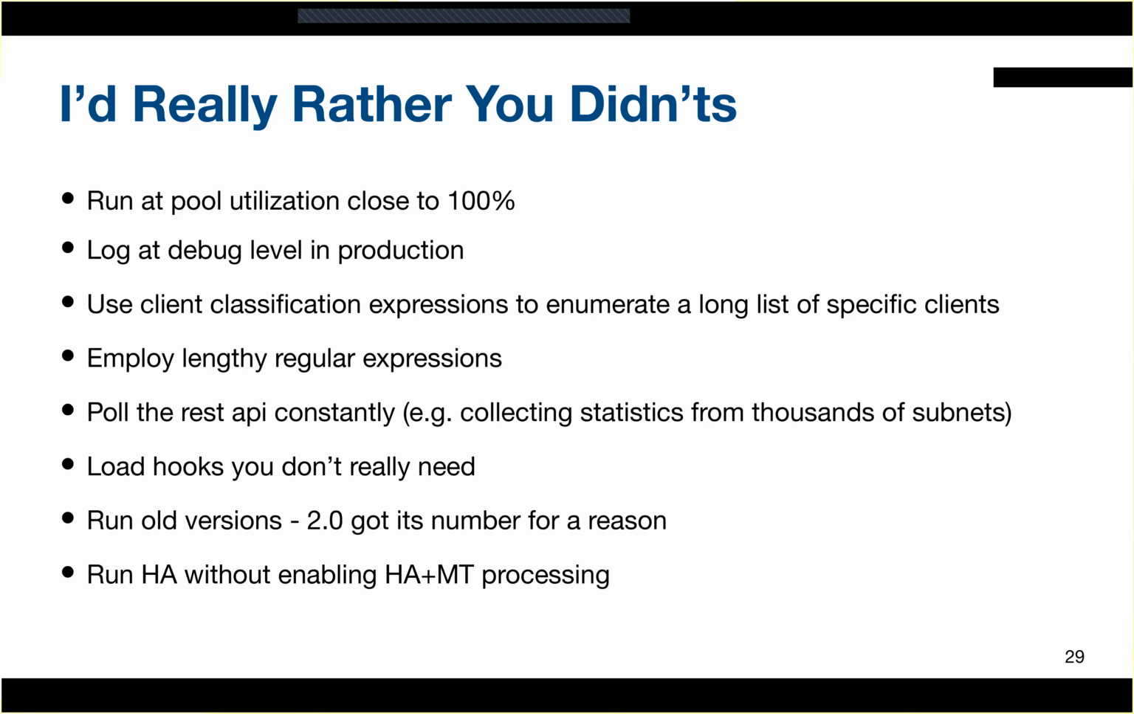Also, okay, I forgot to mention the REST API. Some people like to get the statistics very frequently. If you do that, some statistics are expensive to gather by Kea. So if you want to get full utilization every single second for all the statistics for all the subnets, and you have thousands of subnets, yes, this will slow down your server for sure. Also, don't load hooks that you don't really need. Please upgrade if you can, and when you enable HA with multi-threading, make sure that you enable this for both the packet processing and the HA updates processing.